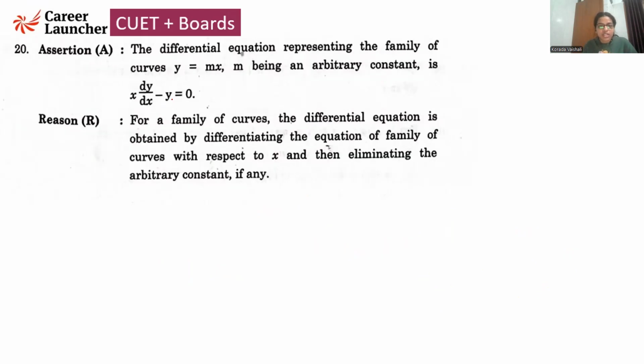The next question is the differential equation representing the family of curves is this. Okay. So what if I'm considering the derivative of, so we are given the equation, which is the equation of a straight line. So dy by dx is equal to m, right?